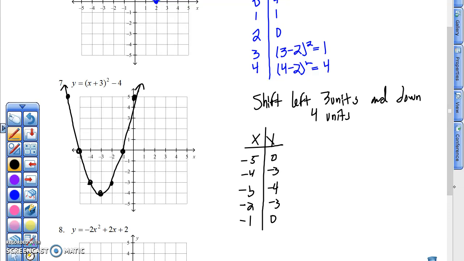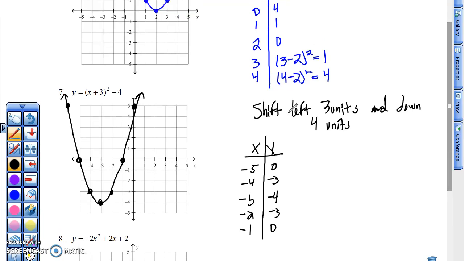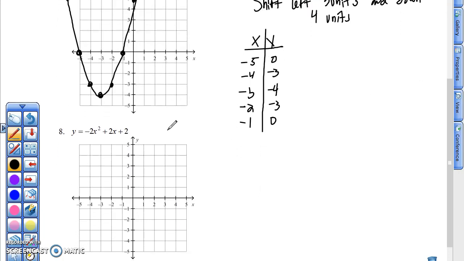The nice thing about 6 and 7 is both of those equations were in vertex form. Unfortunately, that's not the case in 8. So the first thing I want to do is convert it to vertex form. I think 8 is the most difficult problem that we've had to graph yet. But stick with me on this. I know we can do it. So again, first thing I'm doing is trying to convert it to vertex form.